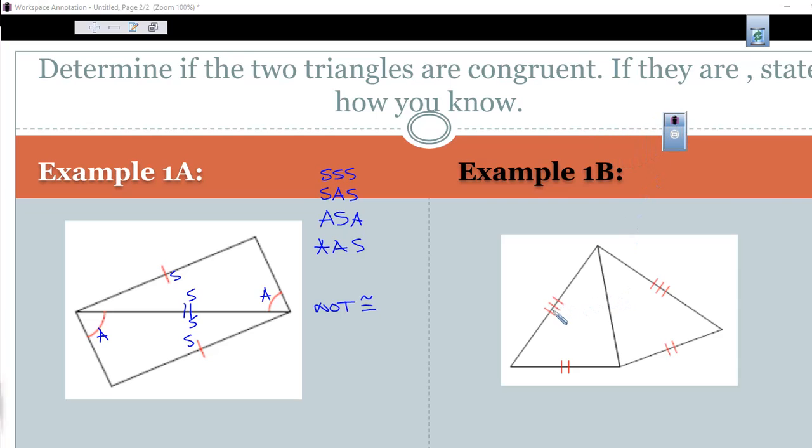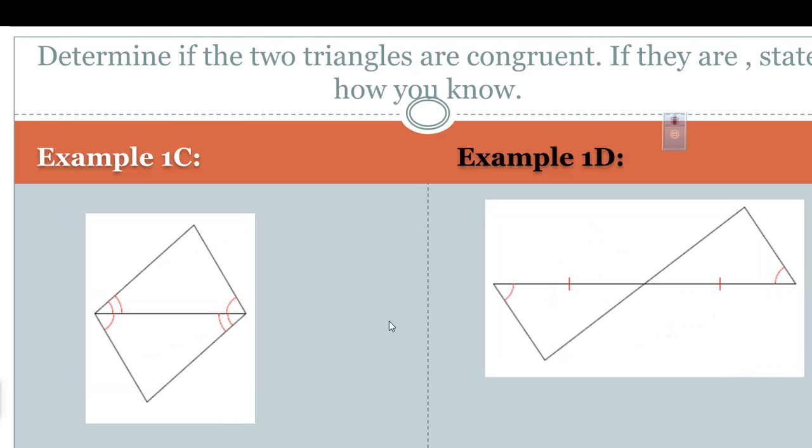This one we have a side length congruent to a side length. We have another side length congruent to a side length, and by the reflexive property we recognize that this is congruent to itself. So we have side, side, side, and the only one this can be would be SSS, side, side, side congruence. All right, so let's look at the next two. I want you to pause the video and then come back and check to see how you did.